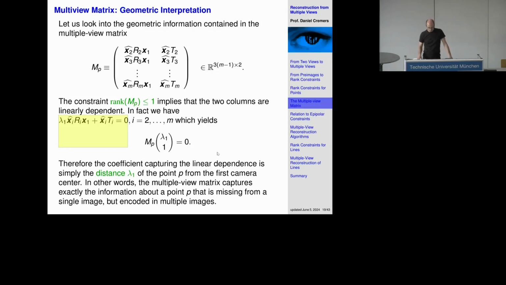Now you could ask, why did we call this scalar factor lambda 1? It is actually the distance of the point from the first camera. And so what this multi-view constraint captures is that there exists a distance of the point from the first camera that is not observable from just that first camera, but becomes observable once you have multiple cameras. That is the information about the point that is missing in the first image. If I see a point in the first image, then I know the 3D location should be along this ray. But what I don't know is how far it is. And this information is captured in this constraint, that there is this physical distance of the point from image 1.